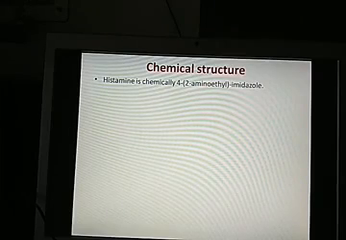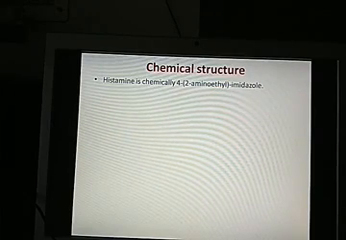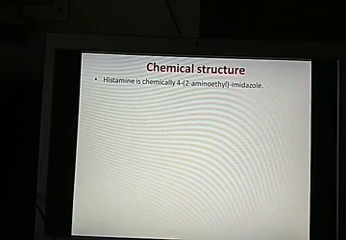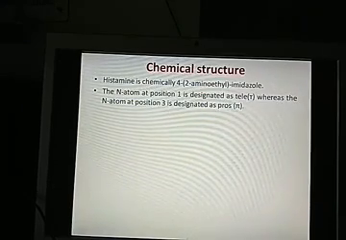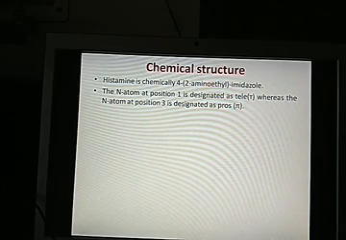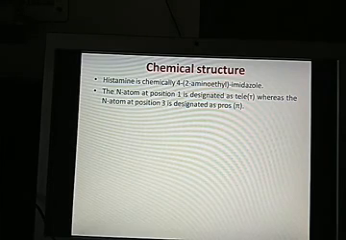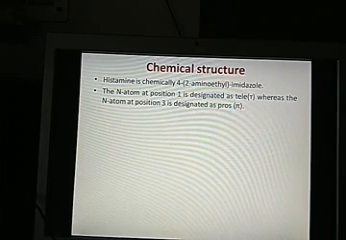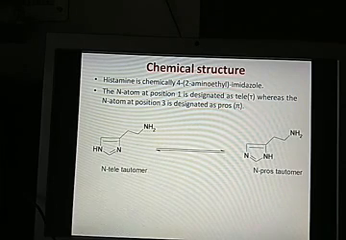Histamine is chemically 2-amino-ethyl imidazole. The nitrogen atom at position 1 is called tele, whereas the nitrogen atom at position 3 is called pros. Now this is the structure.